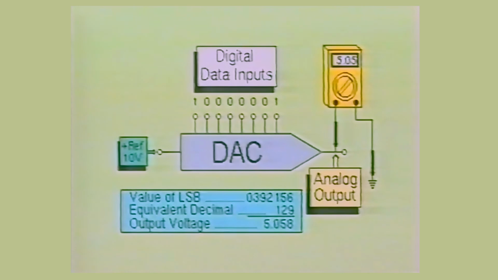A binary input of 100000001 would cause the device to produce approximately 5 volts at the output. Or a binary input of 000111011 would cause the DA converter to produce approximately 1 volt at its output.